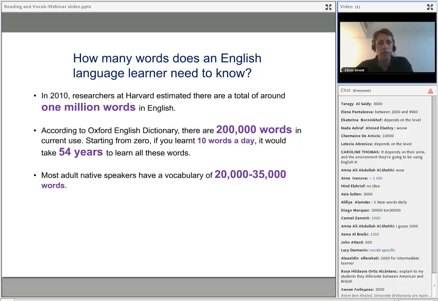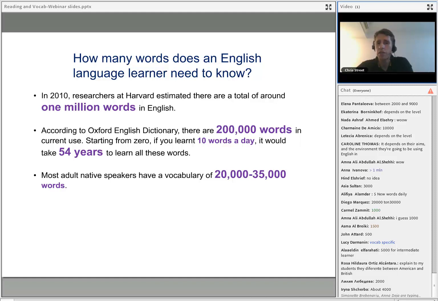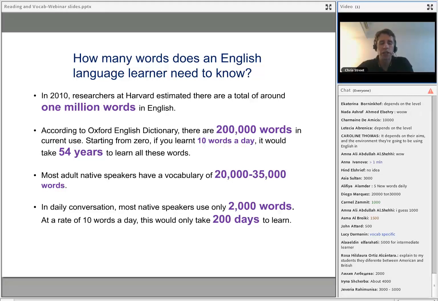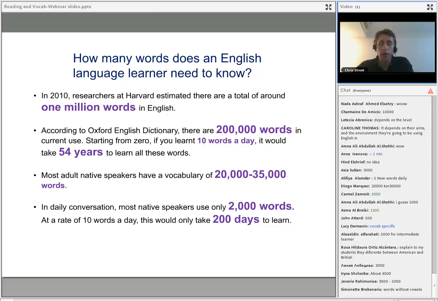And apparently, according to research, most adult native speakers have a vocabulary of around 20,000 to 35,000 words. So already we're breaking this down into a more manageable vocabulary size. So if a student's target is to sound like a native speaker, this is roughly the amount of words they might need to study and learn. But for some students, their aim is not to sound like a native speaker. They might just want to be able to get by in daily conversation. And apparently in daily conversation, most native speakers use only around 2,000 words. And so this is much more manageable. At a rate of 10 words a day, this would only take 200 days to learn.